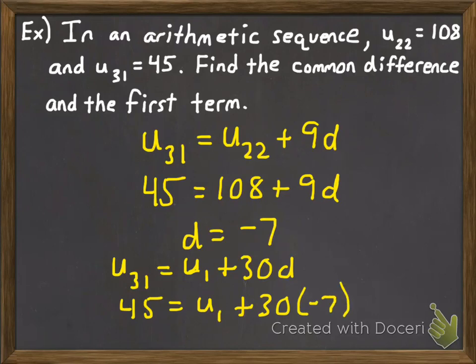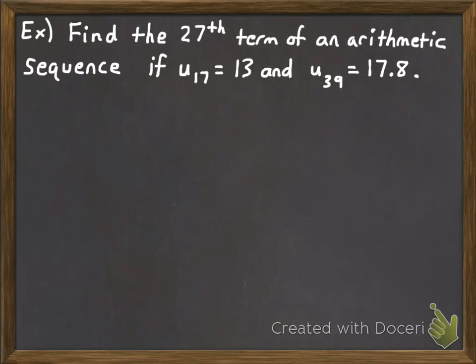All right, and so if you'll just add basically 210 to both sides, that'll cancel out that 30 times -7, and it'll tell you that the first term in that sequence is 255. Fairly easy, right? Okay, I would recommend that you try this next one on your own and then just use me to check your work. It's a similar problem, asking a slightly different question.